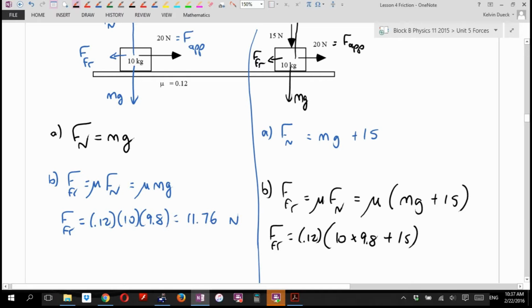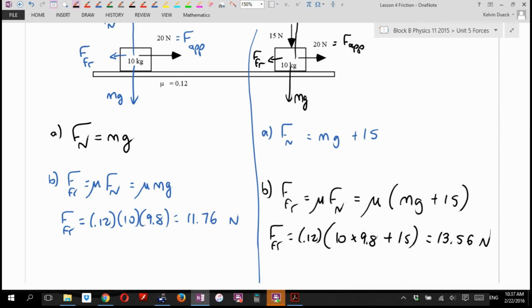Hear that one in your head. Well, maybe. 10 times 9.8 is 98 plus 15 is 113. 0.12 times 113 is going to be 11.3 plus 2.26, 13.3, 13.56. Yeah? Woohoo! Newtons.